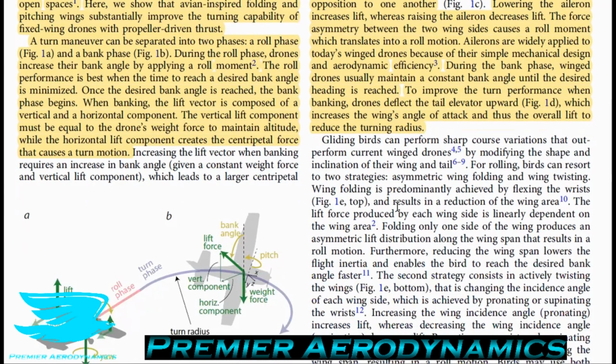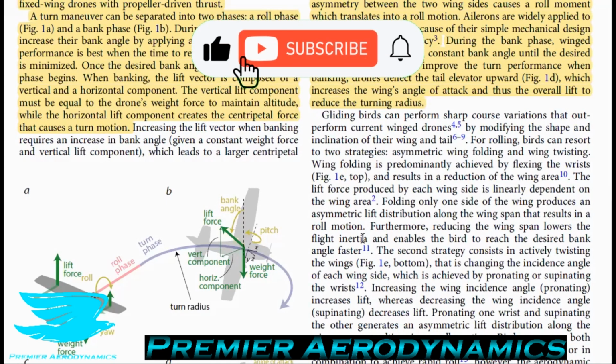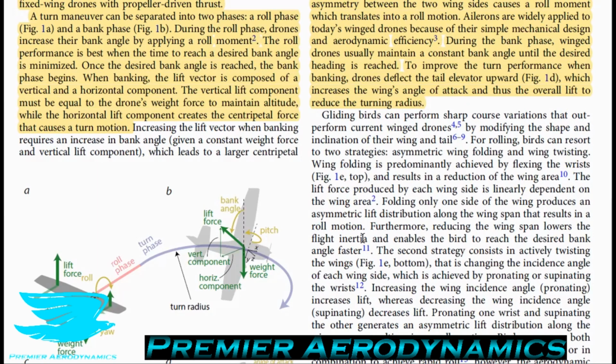A turning maneuver can be separated into two phases. The first phase is a roll phase, and the second phase is a banking phase. During the roll phase, drones increase their bank angle by applying a rolling moment. So let's talk about this quickly just to break it down. Let's say you have an airplane in steady flight. To turn, it first has to roll about that axis that I was talking about, the x-axis. That's roll, and then it starts to bank, which means you see it turning on its side almost. That's banking. They say the roll performance is best when the time to reach a desired bank angle is minimized. Once the desired bank angle is reached, the bank phase begins.